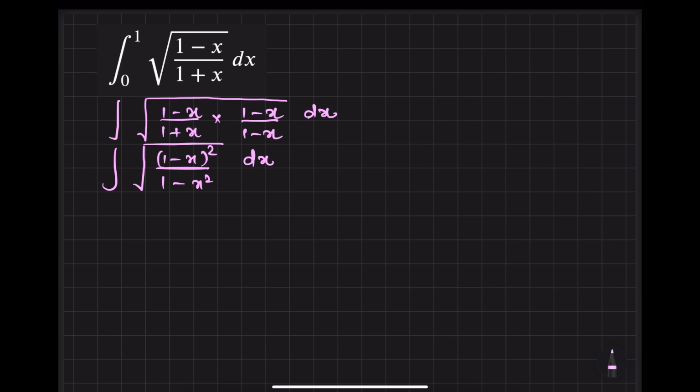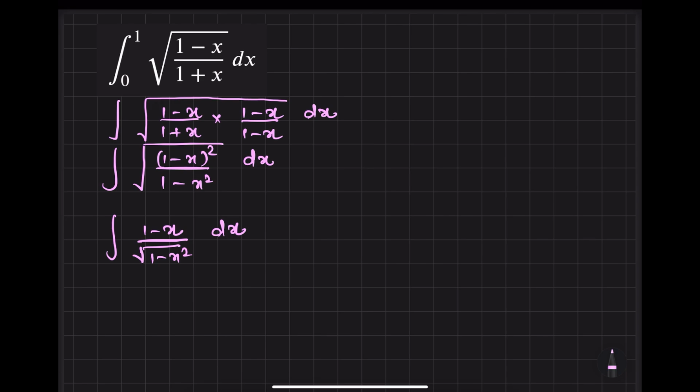Correct? Now, integration. And if you observe, the numerator becomes the square of something, so I can take that thing outside. So integral of (1 minus x) by root over (1 minus x square) dx. Now, this time we are having a problem with only the denominator. Earlier we had a problem with the numerator and the denominator. So hopefully we are going in the correct direction.